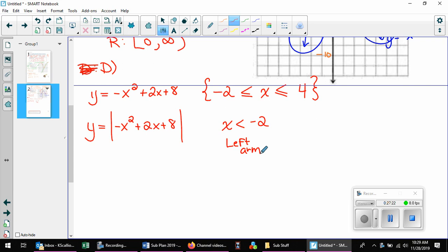Okay, so now we're going to talk about our right arm. What's the furthest left that our right arm starts? 4. And how far right does it go? Infinity. So x has to be greater than 4.